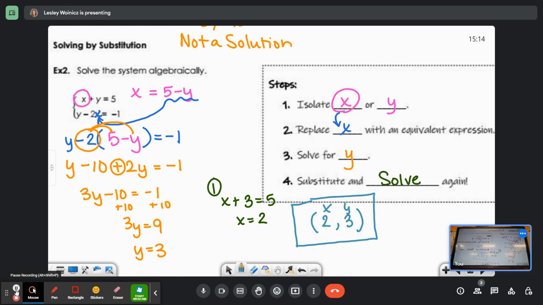Really quick. Yep, and 2 plus 3 is 5. Actually, if you plug in 2 and 3 in the second equation, it will make that one true also. That's a good way to check your work. All right, ready? Let's flip.